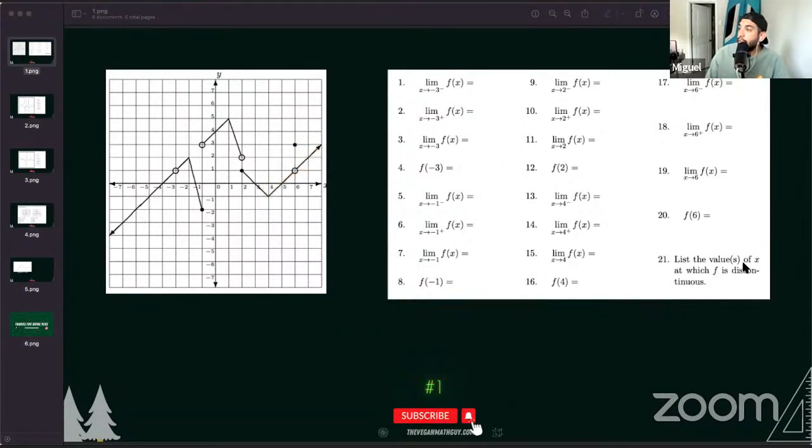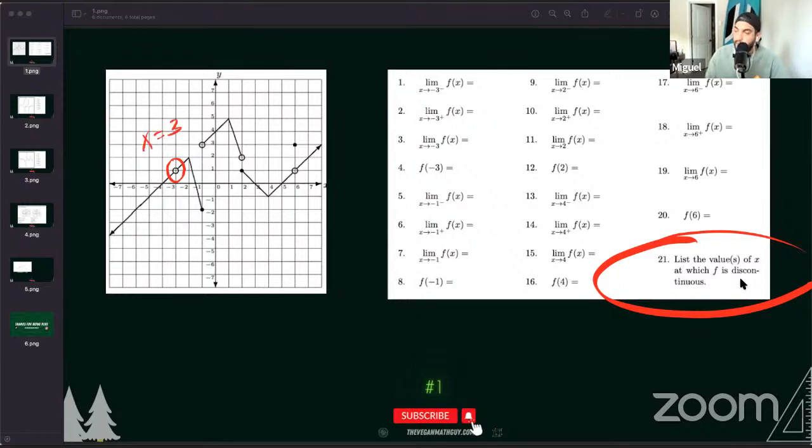Actually, no, 21 lists all the values of x at which the function is discontinuous. Okay, so we've been talking about those things. So 21 is asking where it's discontinuous. So let's go back to our graph. Our graph here at -3. Remember, the limit existed, but the function was not defined. So at x is equal to -3, it's discontinuous. At x is equal to -1, the function existed because it was at -2, but the limits did not exist. Therefore, that's discontinuous. So x is equal to -1 is another value.